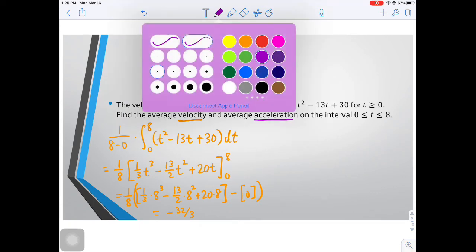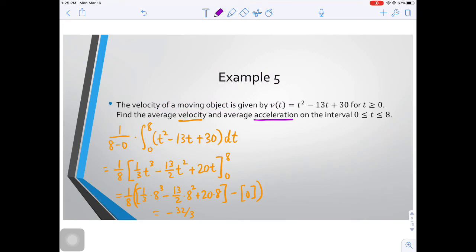Now, the second question is asking for average acceleration. Well, if we had the acceleration function, we could do what we just did. But acceleration is really the derivative of velocity, or the rate of change of velocity. So to find the average acceleration, we don't really need to use this average value function at all. What we need to do is find an average rate of change. In other words, we need to take v of 8 minus v of 0 over 8 minus 0. In other words, we're finding slope.